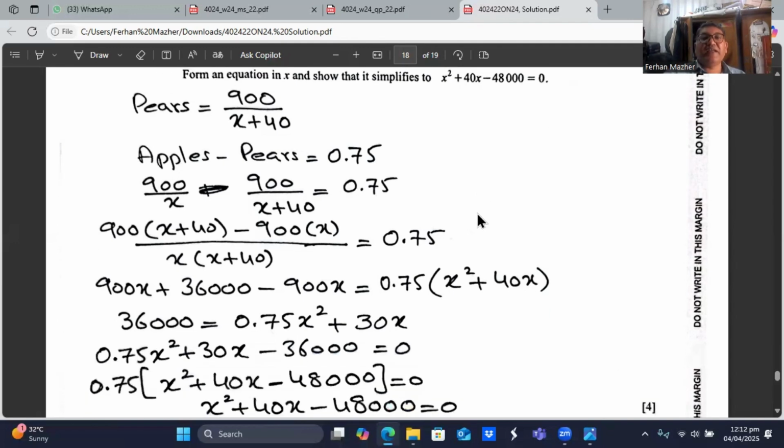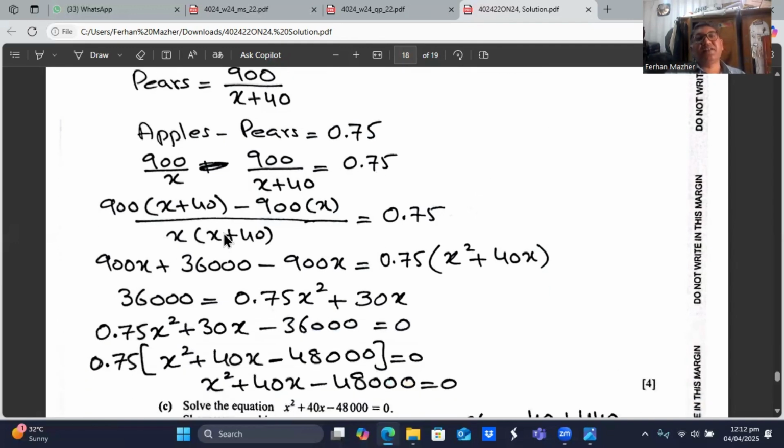So what we will do, we will take the LCM. And when you take the LCM, you will have X and X plus 40. So here you will have 900 into X plus 40 minus 900 into X, and that whole thing is equal to 0.75. So take this to the other side, it's X squared plus 40X, to multiply with 0.75. Here you will have 900X plus 36,000 minus 900X equals 0.75. Okay, so this and this will be cancelled. You are left with 36,000 equals 0.75X squared plus 30X.